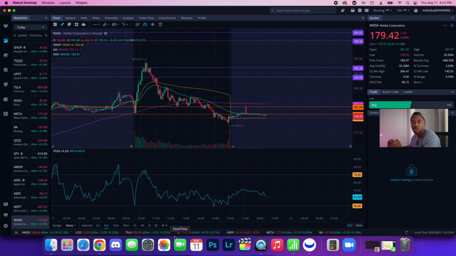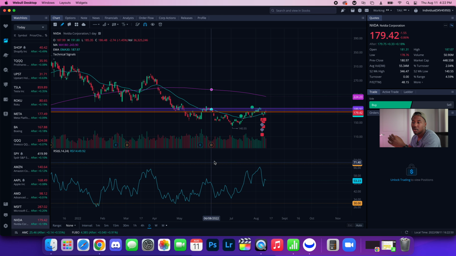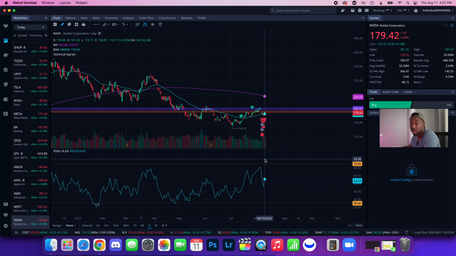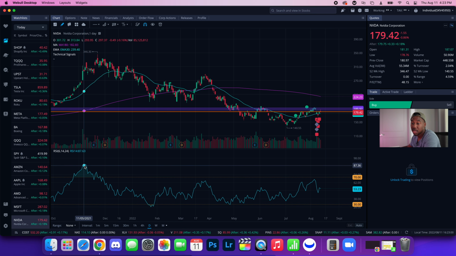So I don't really rely on that too heavily, but I personally like to look at that more on the longer time frames. For instance, right here, we're on the daily chart over here. Whenever I see it overbought like this, I may consider getting a longer dated put.